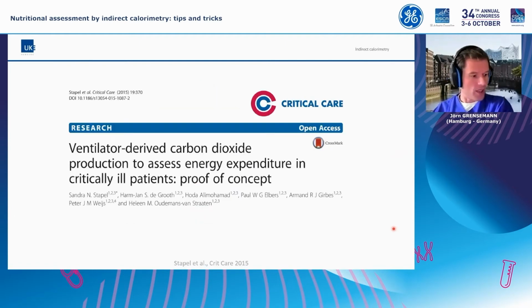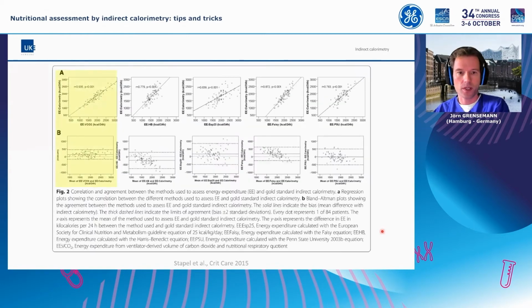One possibility no one in the audience uses is to use ventilator-derived carbon dioxide production to assess energy expenditure. In a proof of concept study, this worked really well, with a very good agreement to measurements by calorimetry. This study also assessed different formulas that did not work very well. We have a cloud of points here with very high limits of agreement for the 25 kilocalories estimation.